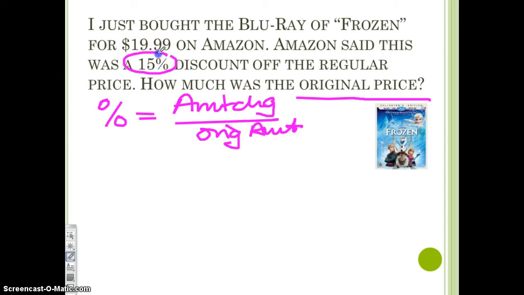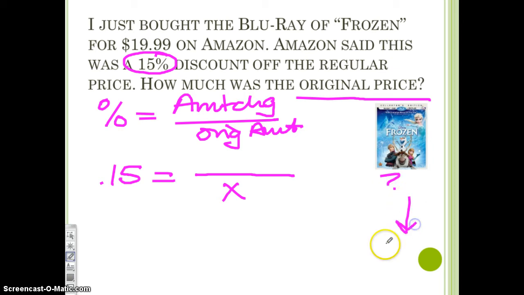We know the percent, but we're not going to put it there. We got to put it as a percentage as a decimal. What was the original amount? We don't know. What was the amount of change? Well, it was some amount up here and it decreased to $19.99. So what is our amount of change? x minus $19.99. Now we can cross multiply and solve.